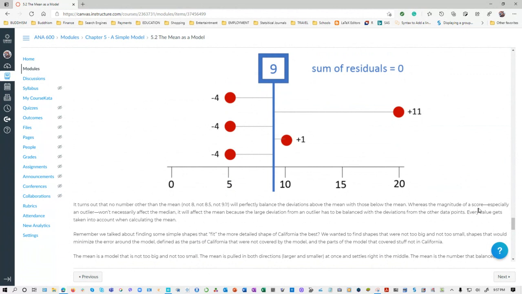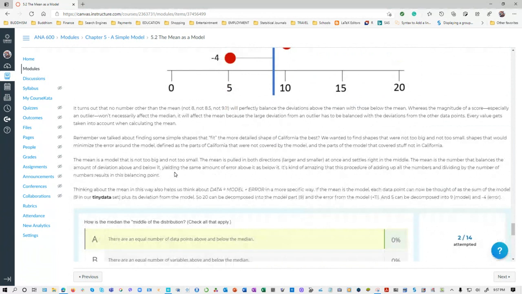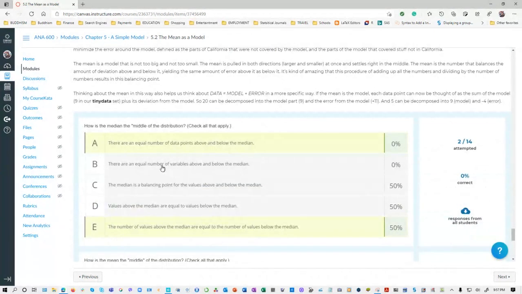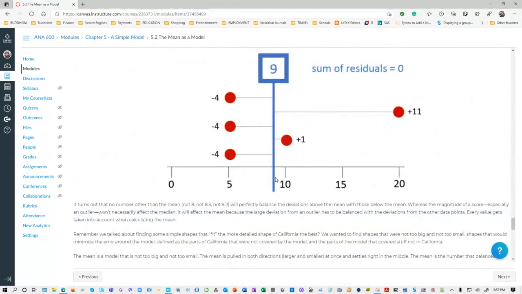Whereas the magnitude of a score, especially an outlier, won't necessarily affect the median. It will affect the mean because the larger the deviation from an outlier has to be balanced with the deviation from the other data points. Every value gets taken into account when calculating the mean. See? Look at that. So that's the very reason they consider the mean as a good point to build up the model.